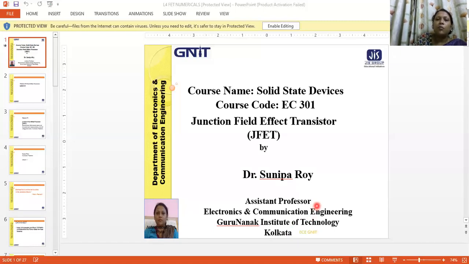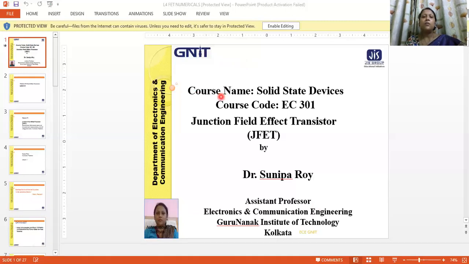Now there is one more problem. The reverse gate voltage of a JFET changes from 4.4 volt to 4.2 volt, and the drain current changes from 2.2 milliampere to 2.6 milliampere. Find out the value of transconductance of the transistor.